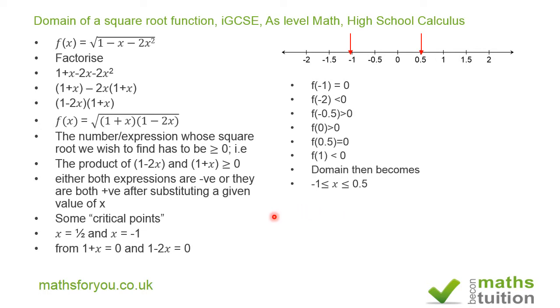Now to confirm, if you sketch a graph of the square root of 1 minus x minus 2x squared, you get this. So this in effect confirms what we got from our calculation here.